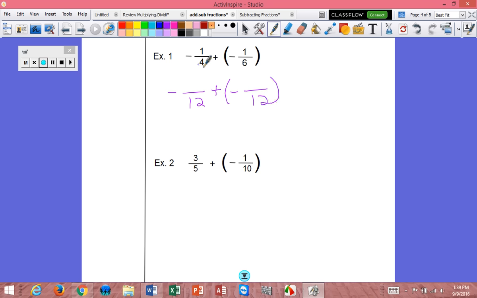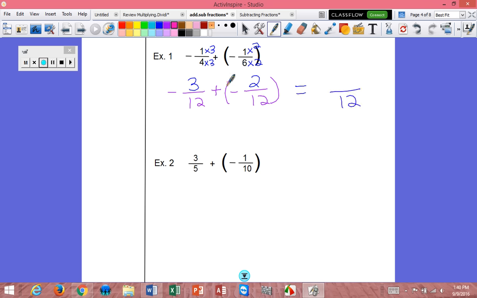Now on this fraction, if we change 4 to 12, we would have multiplied by 3. Whatever we do to the denominator, we do to the numerator. So that would become a 3. Over here, from 6 to 12, we would multiply by 2. So we do the same thing to the numerator, and 1 times 2 is 2. Now remember, whenever we operate, it's only with the numerator. So the denominator stays the same.